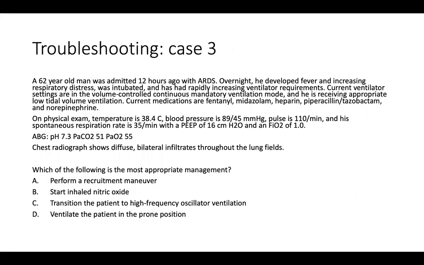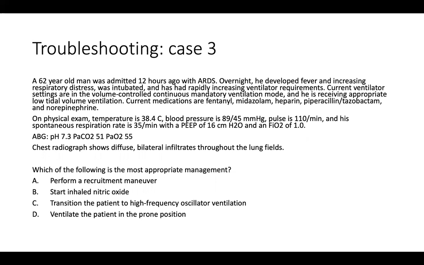This is another mix-up question that I'll have you guys shout an answer to. And I recognize that we are getting short on time, so I'll try to wrap up in a couple of minutes. This is a 62-year-old man who's admitted 12 hours ago with ARDS. Overnight, he developed fever and increasing respiratory distress, was intubated, and had rapidly increasing vent requirements. Current vent settings are volume controlled, and he's receiving appropriate low tidal volume ventilation. He's on fentanyl, midaz, heparin, Zosyn, and norepi.